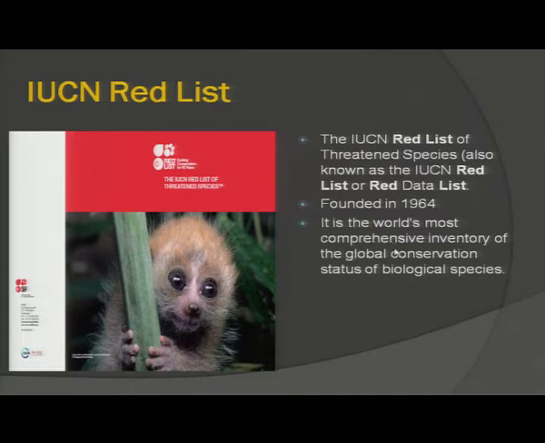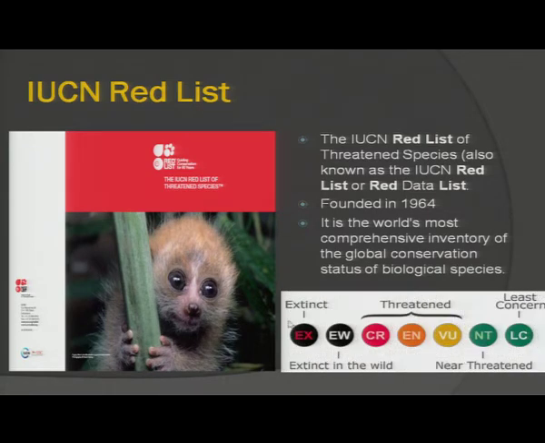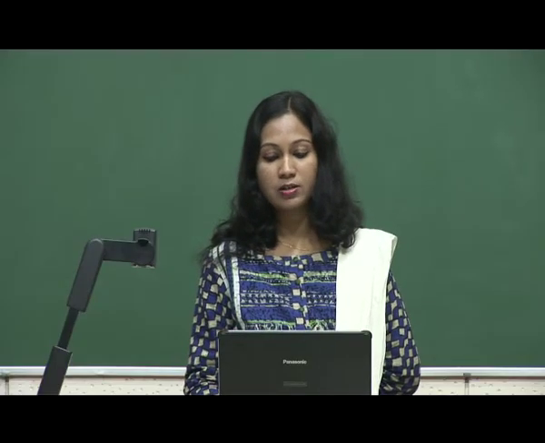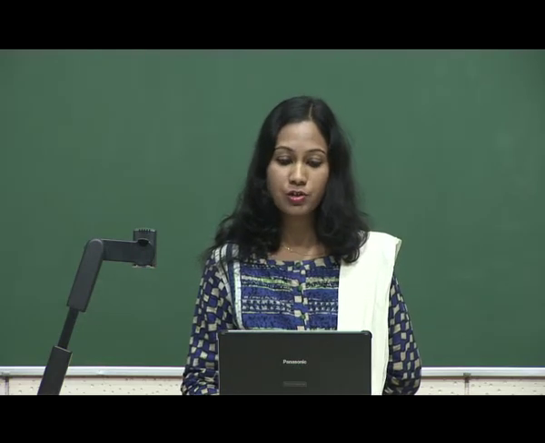It is the world's most comprehensive inventory of the global conservation status of biological species. And these are the categories which you can see: EX for extinct, EW for extinct in the wild. Under threatened, you can see CR, critically endangered, endangered, vulnerable, and then near threatened and least concern. So, these are the categories which are labeled on the different species of organisms to classify them as per their abundance in nature.